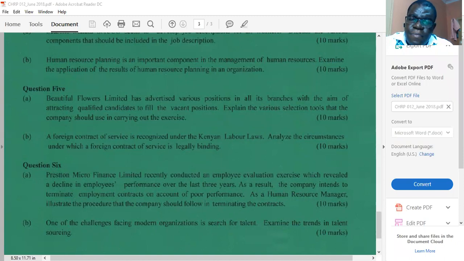One of the challenges facing modern organizations is search for talent. Examine the trends in talent sourcing. There's a clip I had uploaded on the trends in talent sourcing. Did you bother to check what the clip was about?